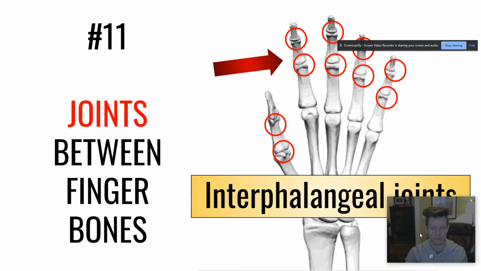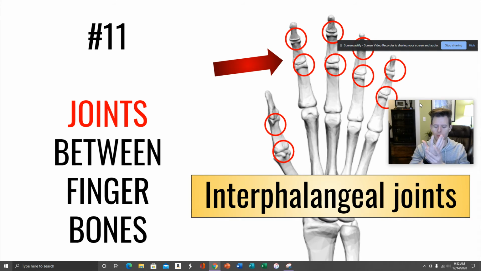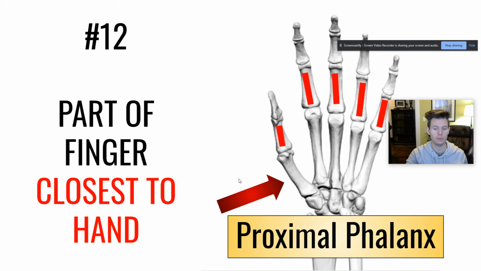Now, the next one. We have joints in between our fingers. The reason why I bring this up is that when people crack their knuckles, you are, well, making gas escape from your interphalangeal joints. So in between the phalanges, so interphalangeal joints.